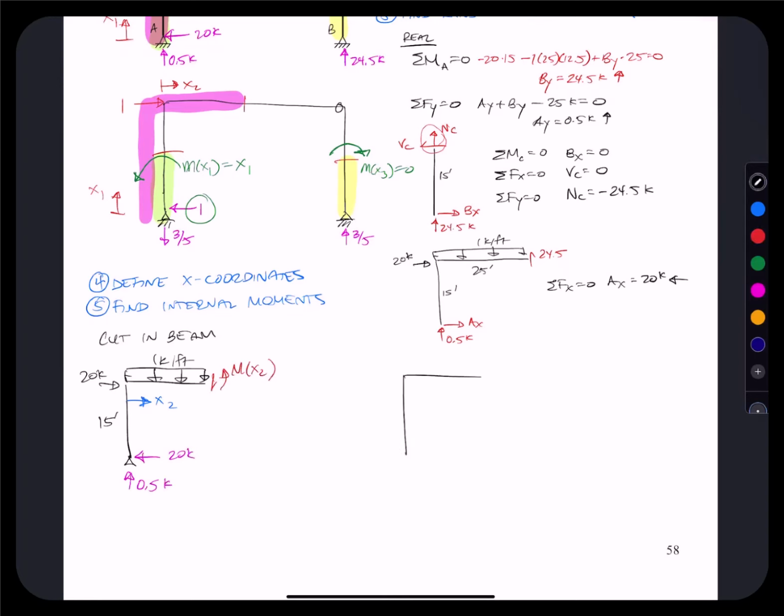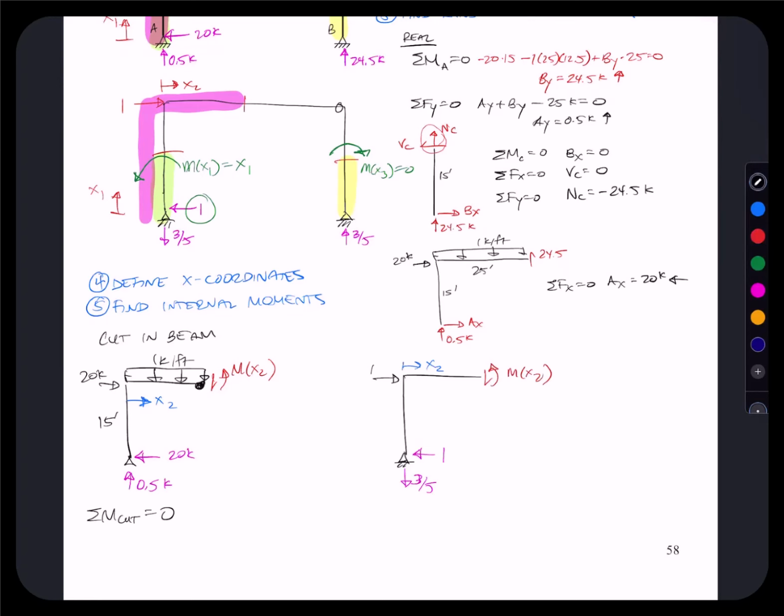Draw the same picture for my virtual. Going to see the unit load I applied. Going to see my reactions. And I'm going to see my coordinate x2, as well as the moment I released, little m of x2. So I can sum my moments about the cut.